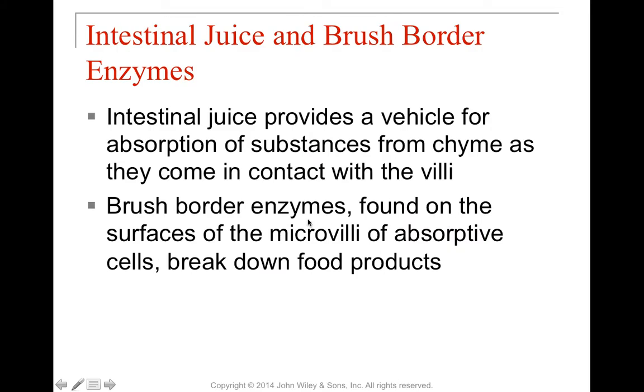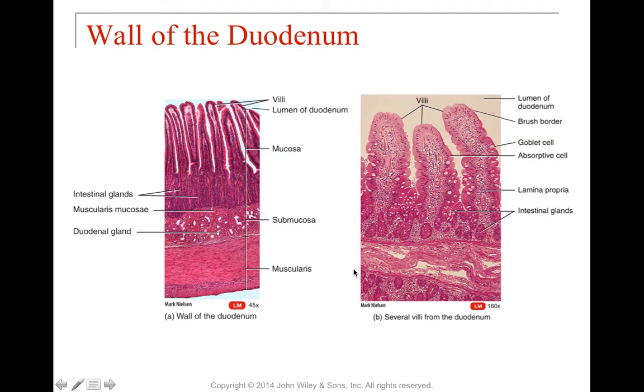This intestinal juice is going to help provide a vehicle for absorption of multiple different substances from the chyme. Things are going to get picked up from the chyme as they come in contact with the villi. The villi have specialized regions called microvilli on the end, and those contain something called brush border enzymes. Brush border enzymes are specifically made to help break down food products to allow for increased absorptive rate. So this is kind of like what that looks like. Again, we have the muscularis, the submucosa, the mucosal layer.